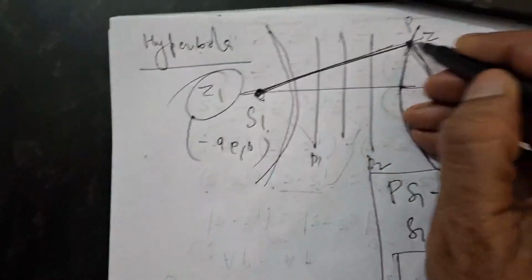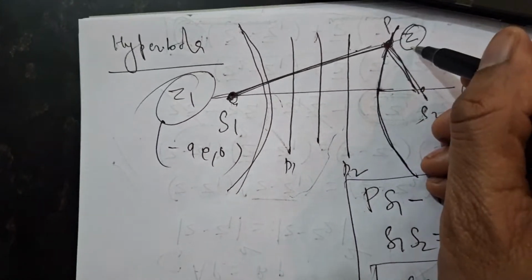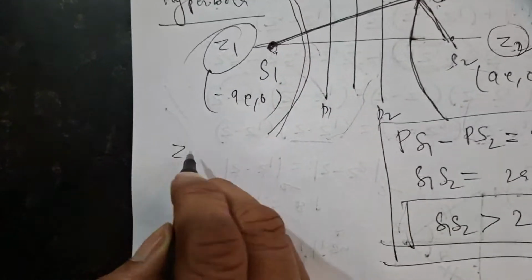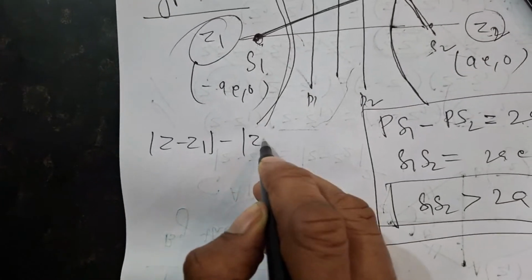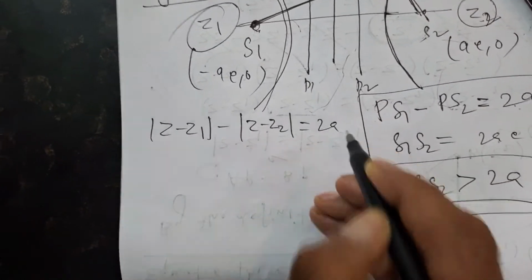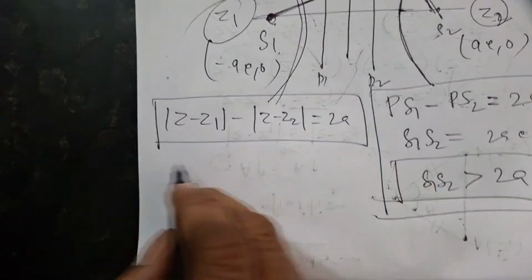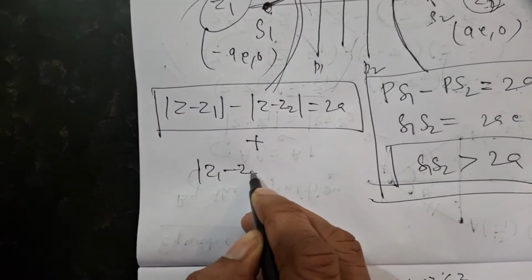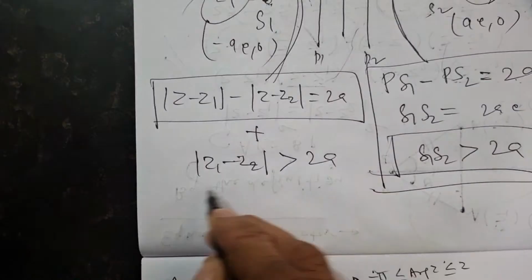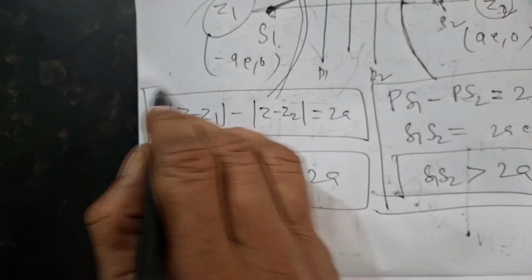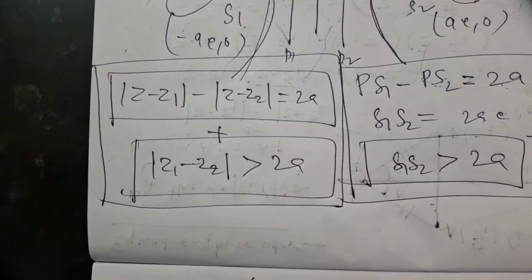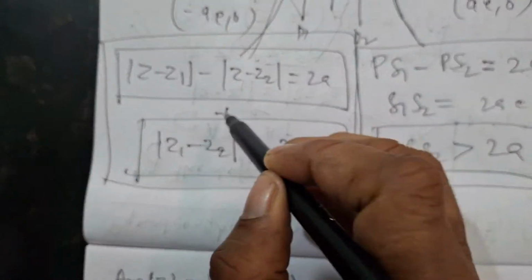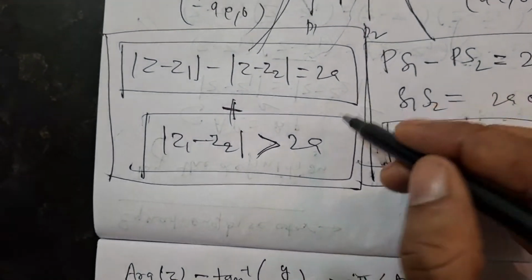So how do we write this circumferential coordinate? I am giving you Z in complex form, because a complex number involves x and y both. So we write modulus of Z minus Z1 minus modulus of Z minus Z2, and you will get 2a. This is the first condition. The second condition you should attach: modulus of Z1 minus Z2 must be greater than 2a. If a given complex equation satisfies these two conditions, then the locus must be a hyperbola.